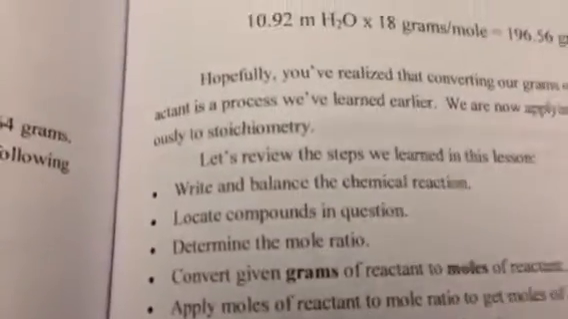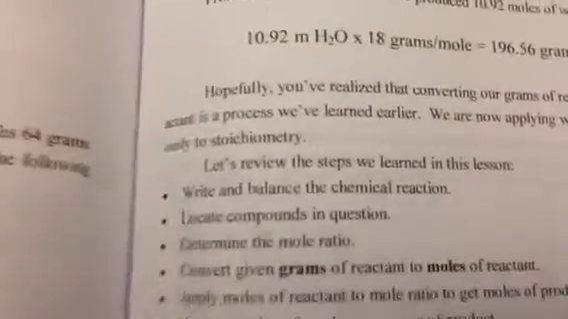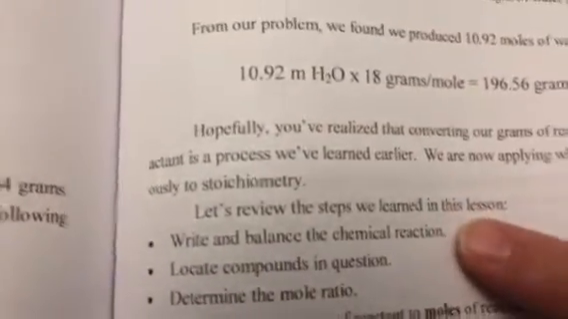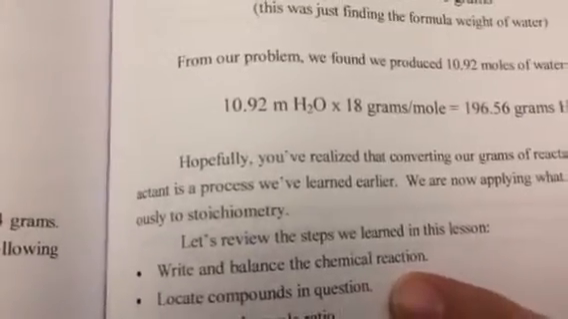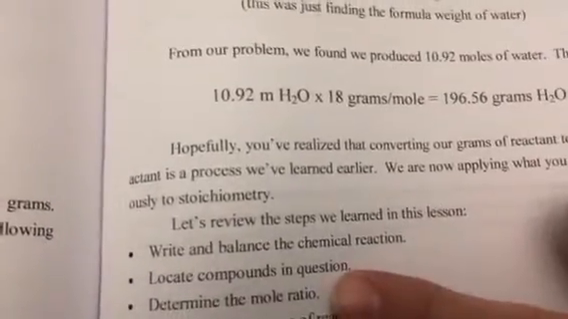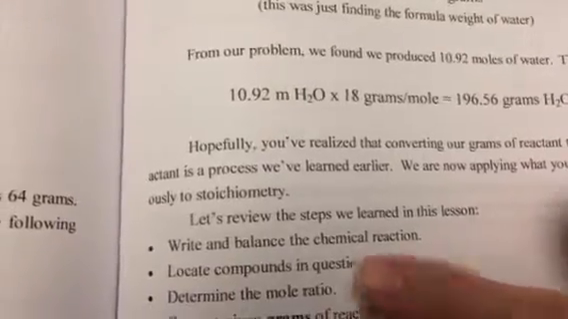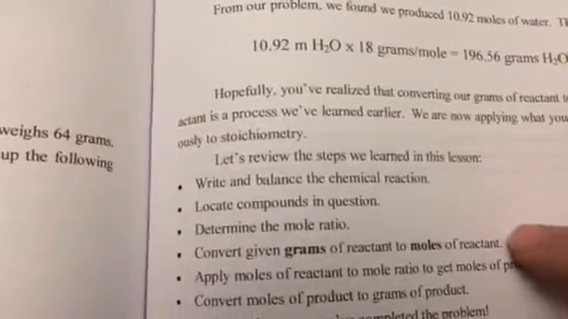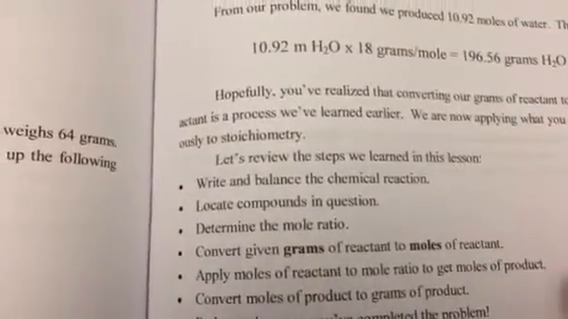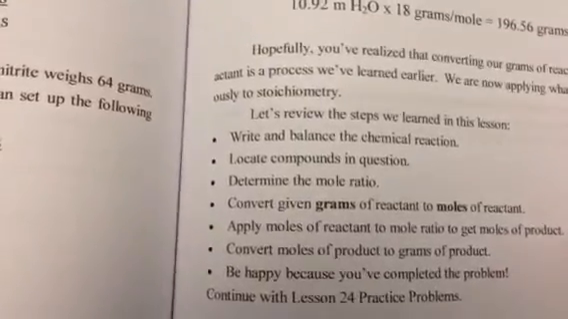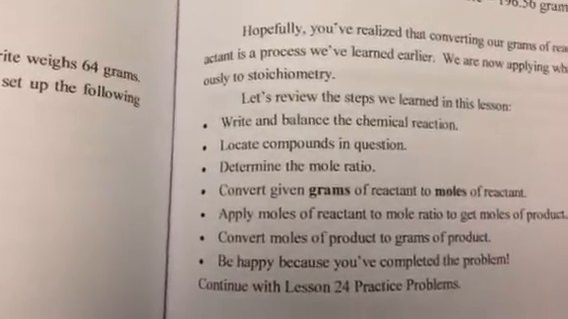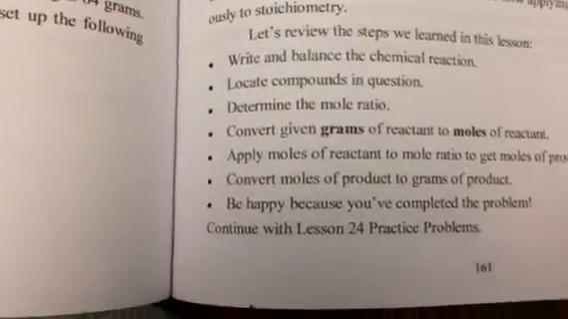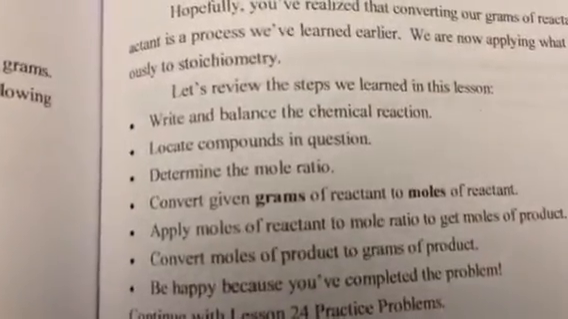The steps at the bottom of page S233 summarize it nicely. We write the balanced equation, we're used to that. We locate the compounds, we're used to that. We determine the mole ratio, we're used to that. Before we apply the mole ratio, we convert the grams to moles. Then we apply the ratio to get the moles of the product. Then we convert the moles back to grams, and then we're happy we've done all of our steps.